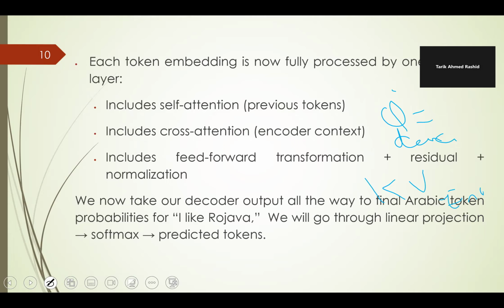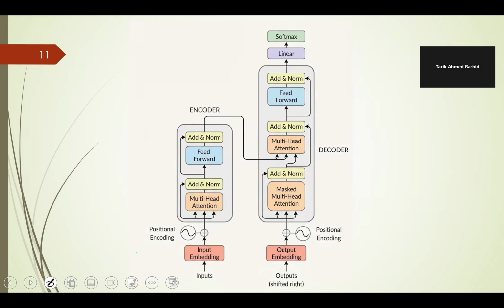So for the sentence that we took at the beginning, I like Rojava, we're going to do two more processes. First, linear projection, and then softmax, and then predicting the tokens. Stay tuned for the next. So this is done already. Now we have linear and softmax and the prediction finally.